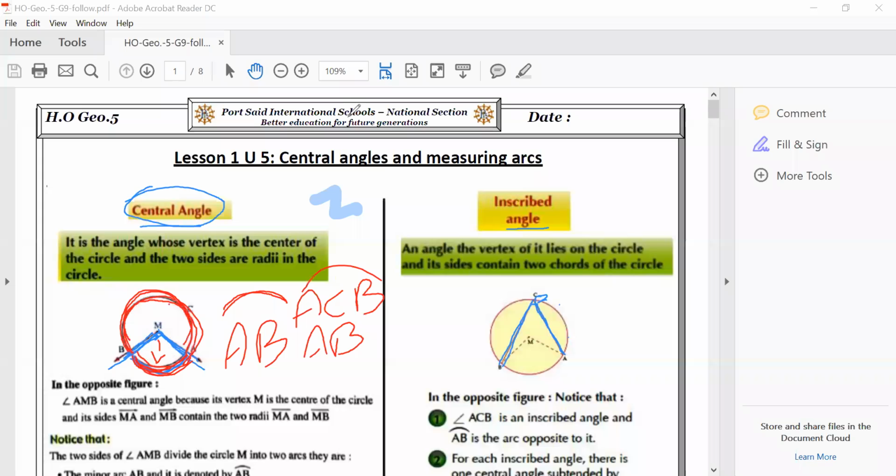Okay, what about the inscribed angle? Also ACB, this is the inscribed angle, and AB is the arc opposite to it. For each inscribed angle, there is one central angle subtended by the same arc. As you see here, I have a central one and an inscribed one, and they are subtended by one arc. And this is the second lesson, which we will explain next session, inshallah. Its name is the relation between the central and inscribed angle. Our lesson today is mainly about the central angle.